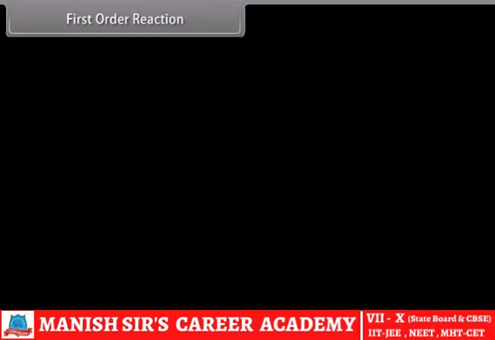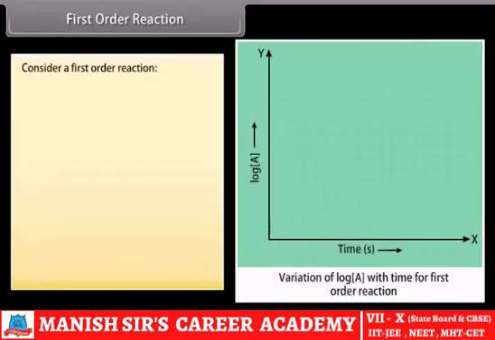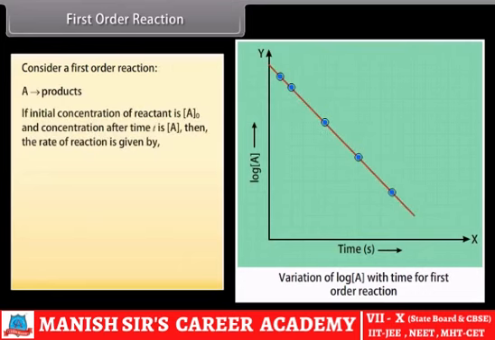First-order reaction. Let us consider a first-order reaction in which A is changing into products. If the initial concentration of reactants is A naught, and the concentration after time t is A, then the rate of the reaction is given by minus dA by dt is equal to k times A. It can be written as minus dA upon A is equal to k dt.